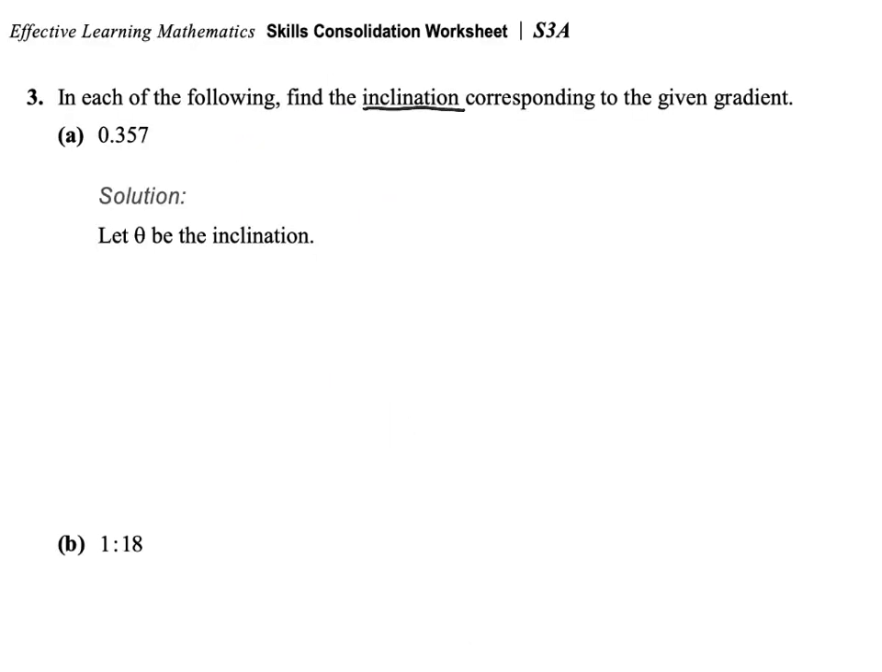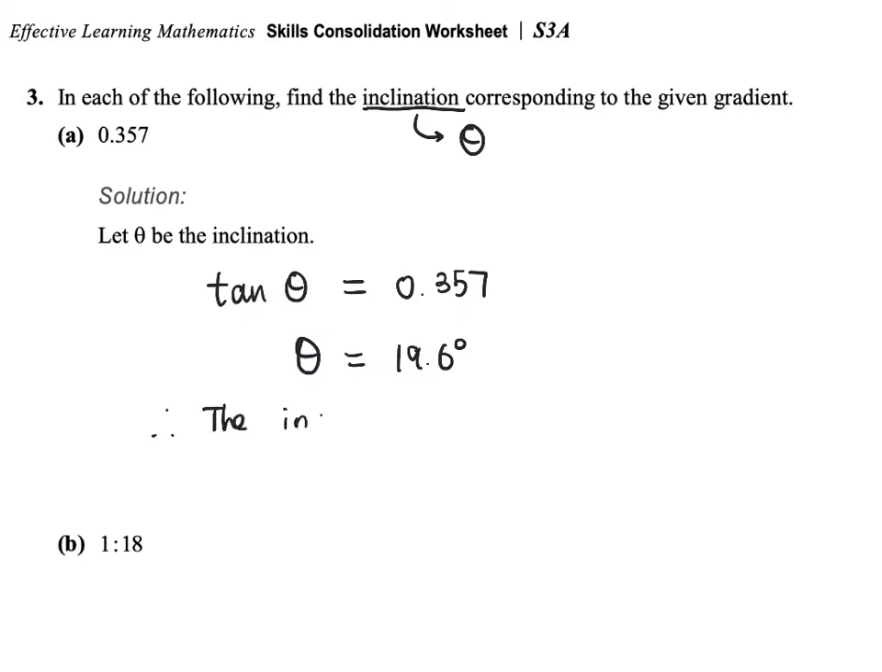This time you are going to find the inclination, that means the theta, the angle there. So you know that tangent theta equals 0.357. Therefore, theta equals 19.6 degree. And please answer the question at the end. That means the inclination is 19.6 degree. You do not miss it. Many of you stop here and omit this sentence. This is very important, so do not miss it.